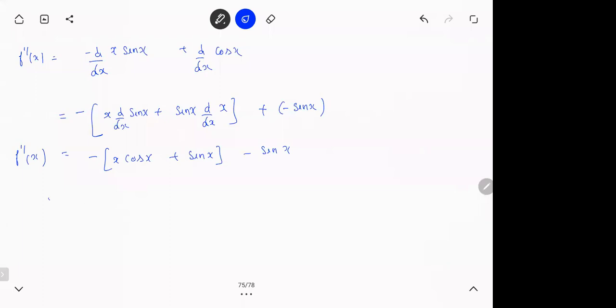Now he's saying when x is 90. Substitute now. Minus x cos x, that is cos 90, plus sin 90, minus sin 90. Cos 90 is 0. Minus 1, minus 1, minus 2.